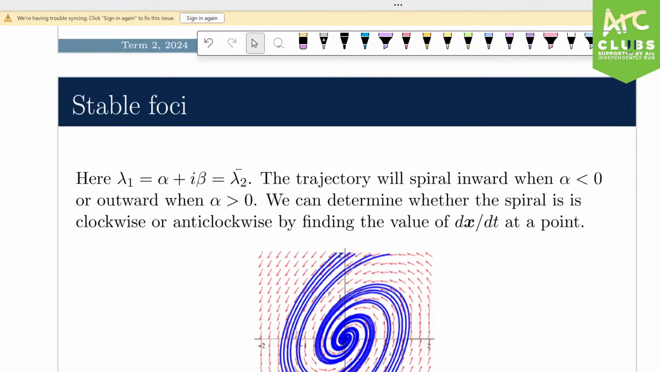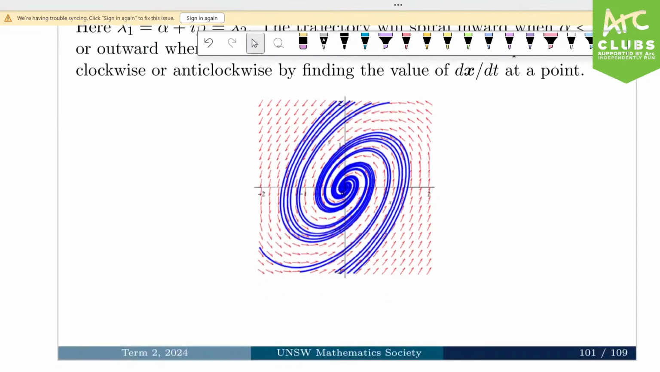Now if it's not just purely imaginary, but we have a real and imaginary component, they occur in complex conjugates. So we'll say that we have alpha plus i beta is our eigenvalue. And then lambda 2 is going to occur as a complex conjugate, so it's just going to be alpha minus i beta. If our real component is negative, we spiral inwards towards the center. If it's positive, we spiral outwards. It's going to be pushing it away, repelling it. And then again, you can just evaluate the derivative to see what direction it's going in.